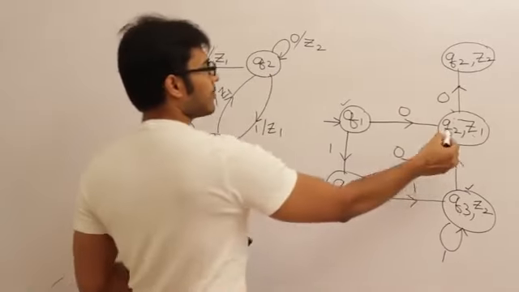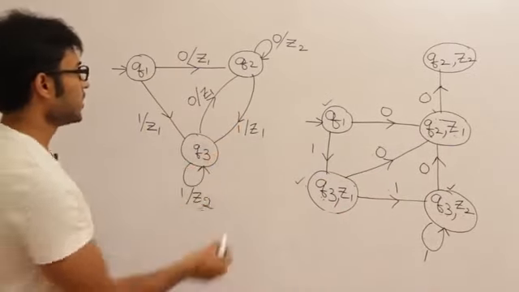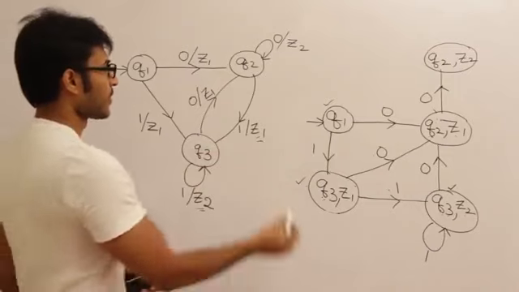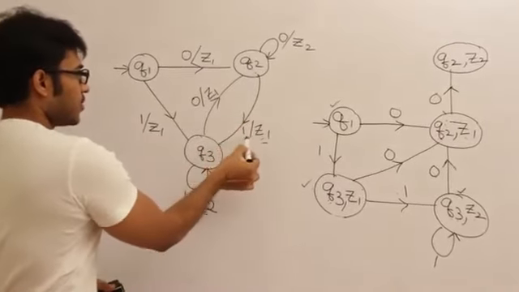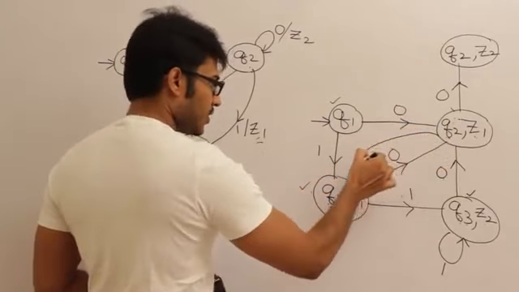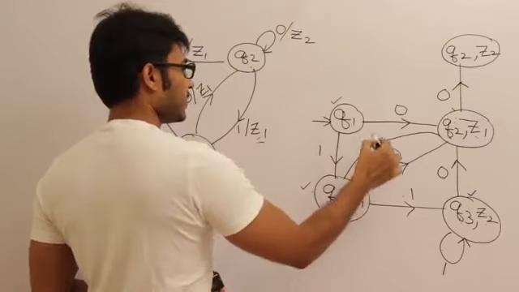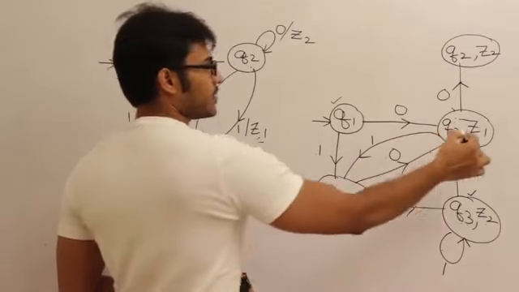Fine. Now what about Q2 on 1? Q2 on 1 is going to Q3 and the output is Z1. Okay, now this one is complete.